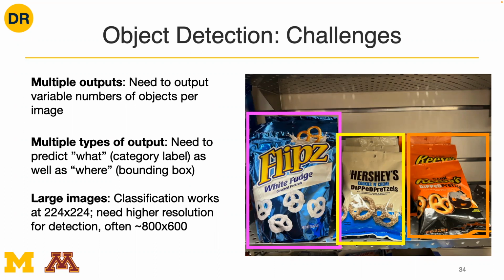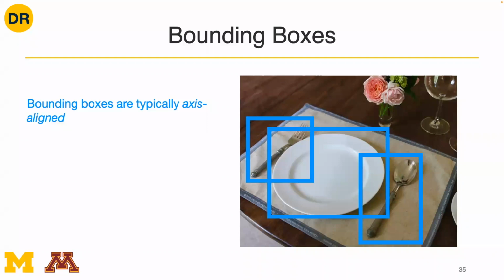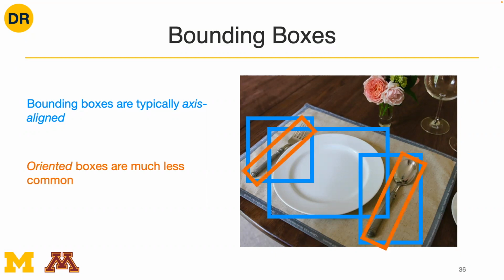Let's also think about the bounding box. Bounding boxes are typically axis aligned. When I say axis aligned, you can imagine rectangles where the sides are aligned to the X and Y axes of your input image. Oriented boxes are less common, but as depicted on the image, they are not axis aligned and can be at any orientation. You will see this less commonly in the literature.